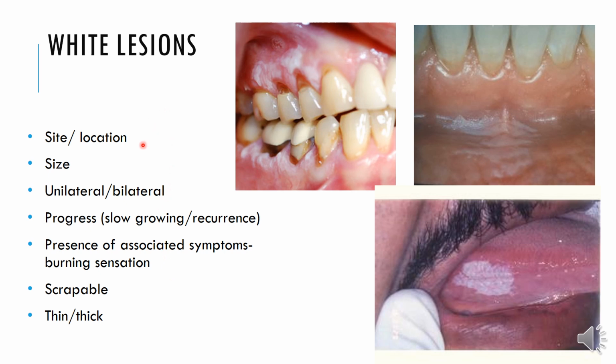The things that you need to remember again are a combination of history and examination, which would be site and location, size of the lesion, what is the extent of the lesion, is it unilateral or bilateral, how is it progressing, slow growing, is it recurrent, right? And the presence of associated symptoms, like for example, is it associated with a burning sensation. Now, I have not listed fever and pain here because generally white lesions are not associated with fever. They will more likely be associated with a burning sensation. Whether they're scrapable or not, a very important point. And whether they're thick or thin in appearance.